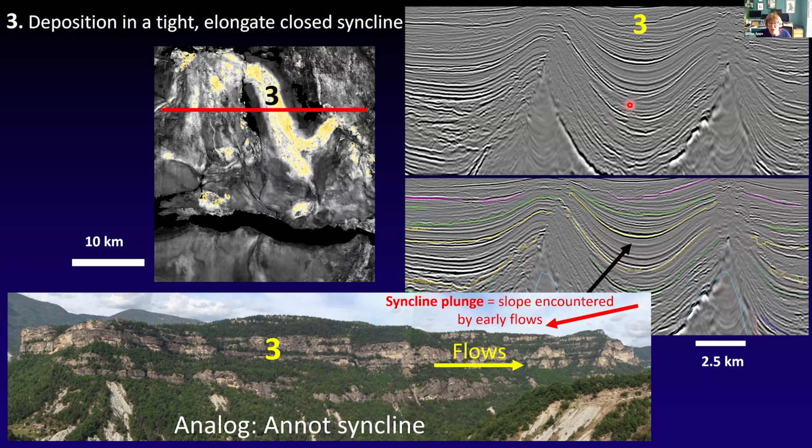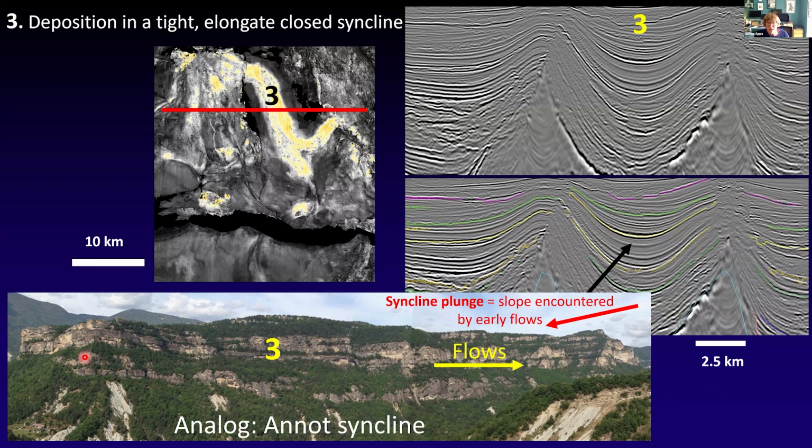This is a cross-section through this basin with these two salt ridges here. And the bright amplitude is literally confined to the syncline, the tight syncline between them, the lowest part of the syncline. A good analog for such deposition is in a structurally confined low that is here at Anot itself.